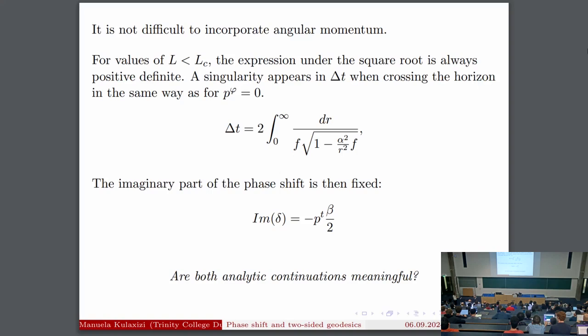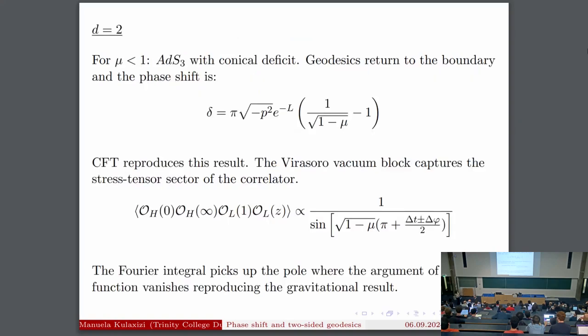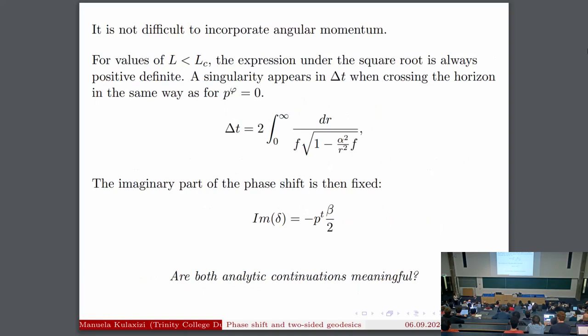So you can actually try to do this computation. You can include angular momentum in gravity, and you can see that the imaginary part of the phase shift is proportional to the temperature, and PT is the energy, the total energy of the system. I'm sorry, I'll maybe need two or three more minutes. The question now is, are both continuations meaningful?